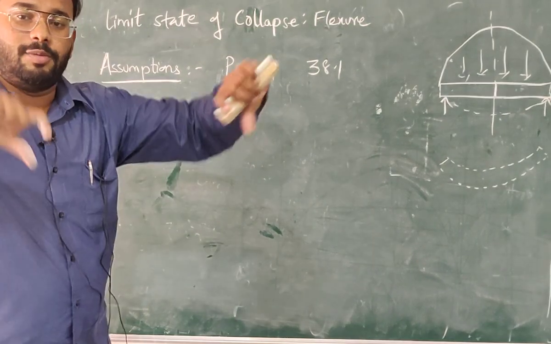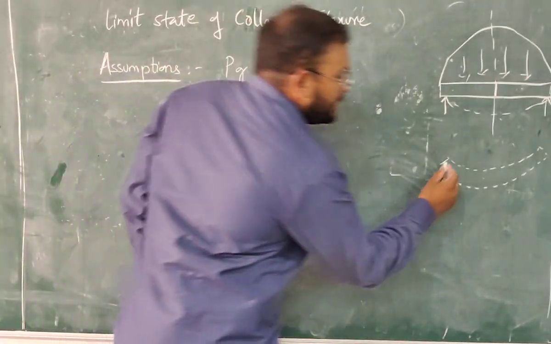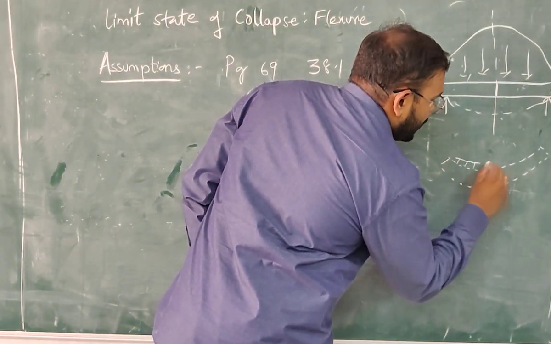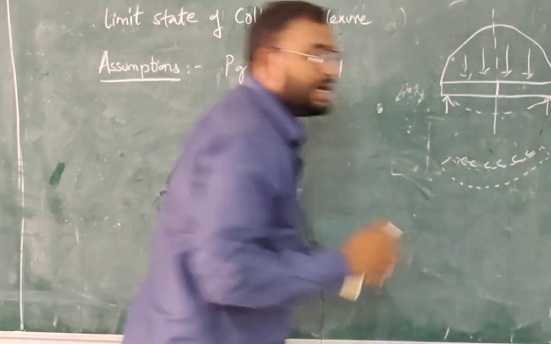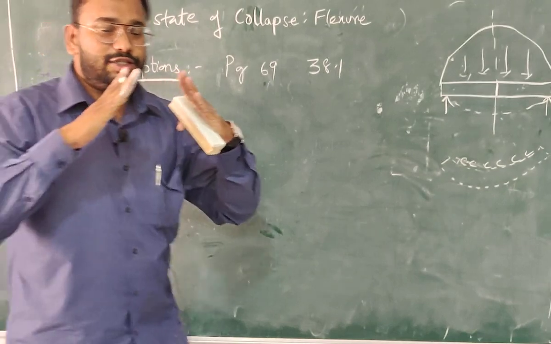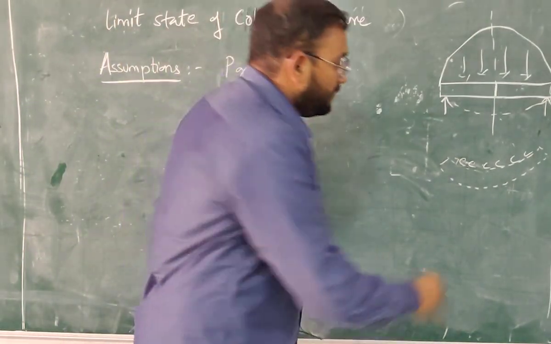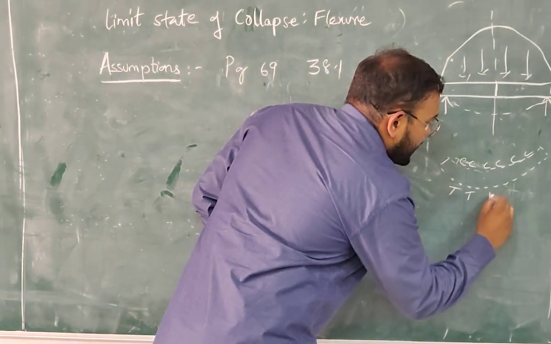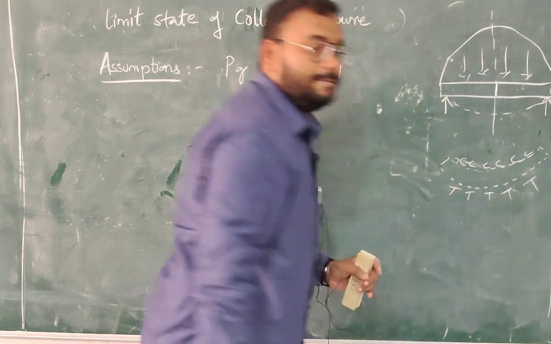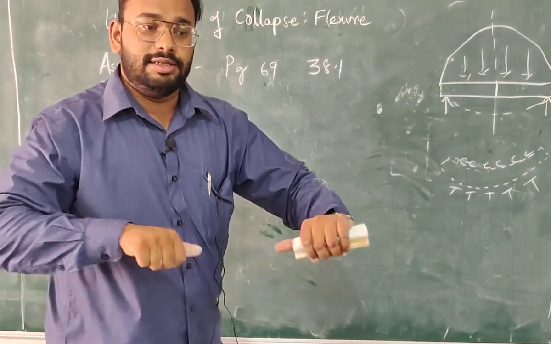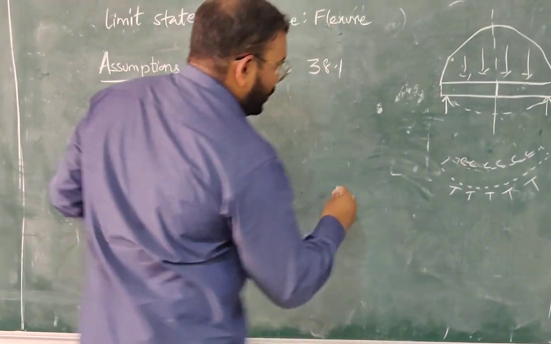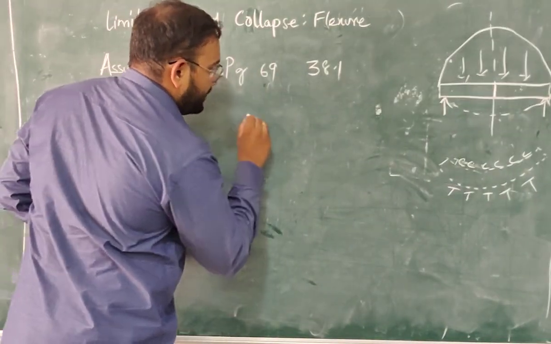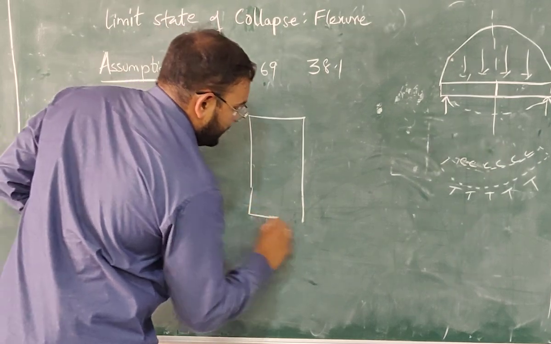The shape has deformed like this now, such that these top fibers got compressed. They are completely in compression. These top fibers got compressed, whereas these bottom fibers are in tension. They are in elongation and the top part is in compression. So if you draw the stress strain diagram, suppose this is the beam.